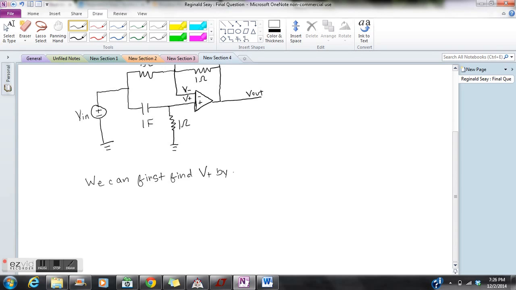Voltage division, I don't know if any of you have taken circuits 1, is basically a way to simplify your circuit by doing just a little bit of algebraic manipulation. So we'll find the V plus, which is the voltage going into the positive side of our op amp in the circuit.